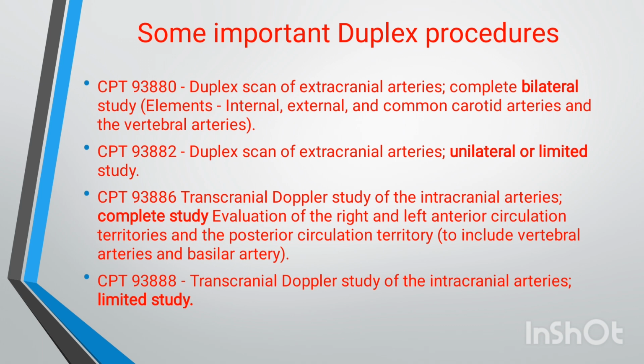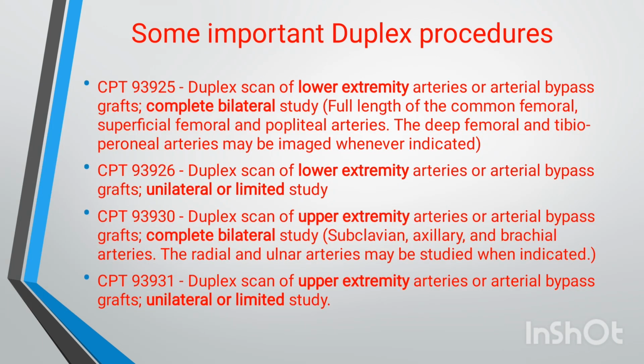In order to code the duplex scan of arteries of lower extremities, we have two different CPT codes. One is 93925 and the other one is 93926. 93925 must be reported only if bilateral lower extremity artery duplex is performed and common femoral, superficial femoral and popliteal arteries are compulsorily mentioned in the report. Along with it, deep femoral and tibio-peroneal arteries can be reported, meaning these are not compulsory to be reported in the document.